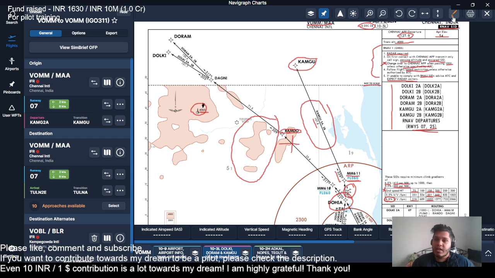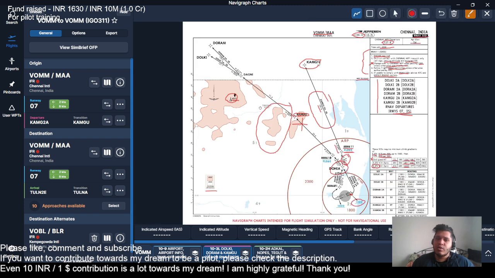Now after Kamgu, what happens? After Kamgu there are some airways which you can take towards your destination. So you can go this way. Certified airways that there are, like Whiskey 20, Whiskey 311, like that. You can take and you can go to your next waypoint, or you can go to your next destination. So that is all about the briefing of RNAV SID.